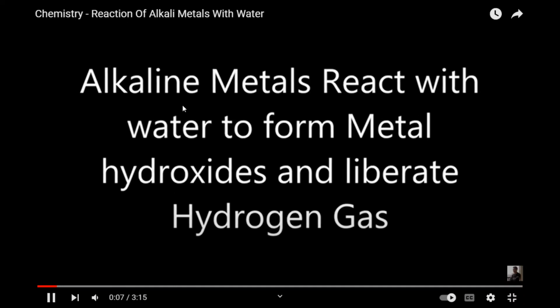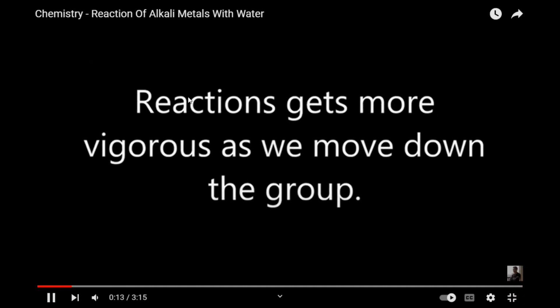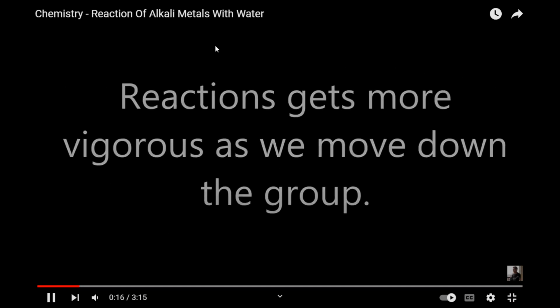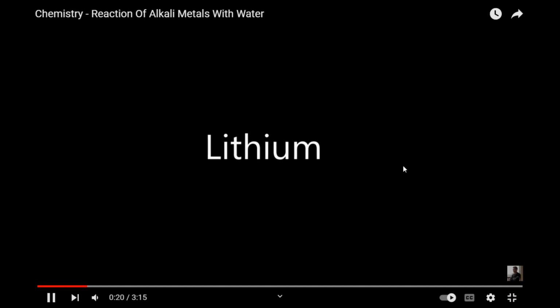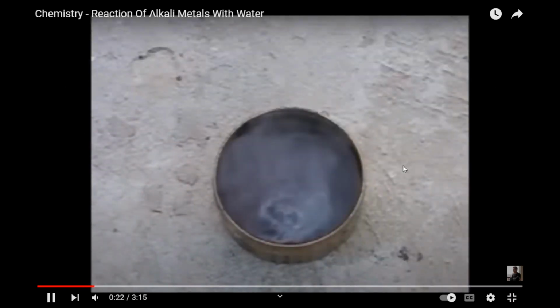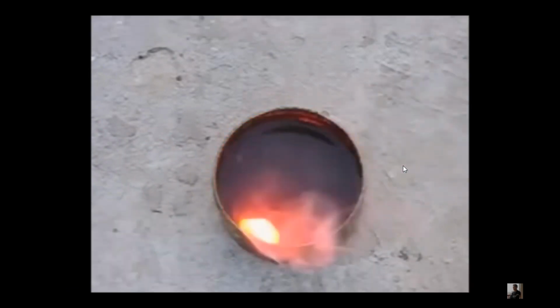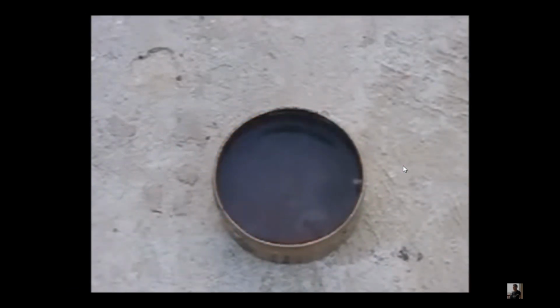So you notice they said alkaline metals in some resources, but these are alkali metals, okay? So lithium, we're at the top of group 1. Lithium catches on fire. He just put it into water, all right? He dropped a pure piece into water.